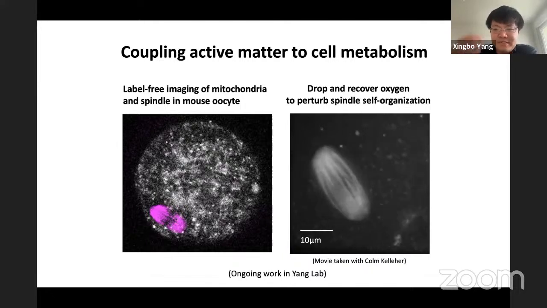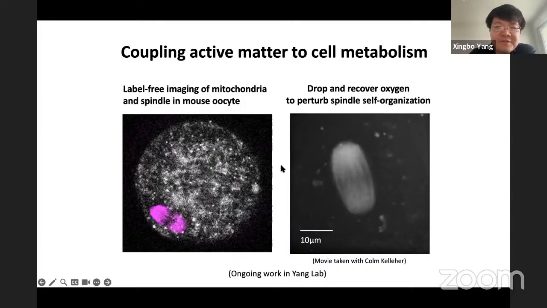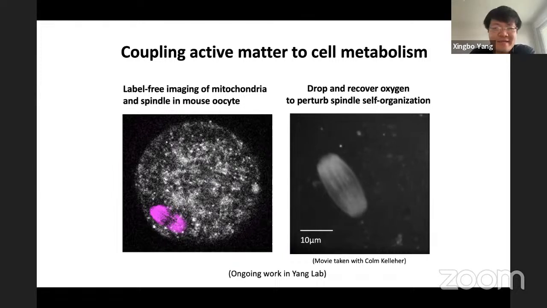Now, it probably disassembles, and then if you recover oxygen, it comes back. So there's definitely a crosstalk between the metabolism and all those energy users in this case. I have to say that this is ongoing work, and we are still striving to figure out what the actual connection here is.